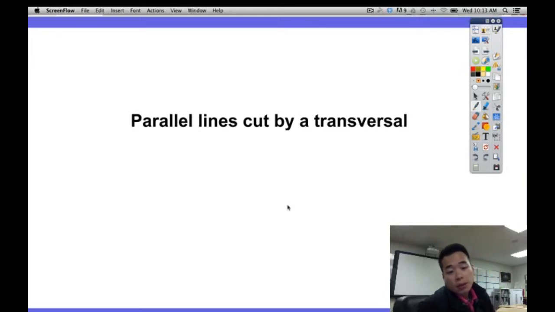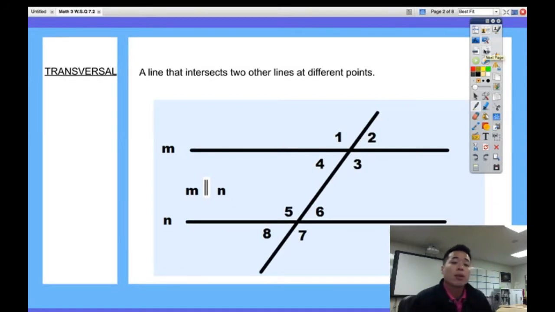Okay guys, so today we're going to go over parallel lines cut by a transversal. There's a couple vocabulary words that I want you to write down in your composition book, so this would be part of your summary. Copy down the definition and definitely write the example. Let's begin.